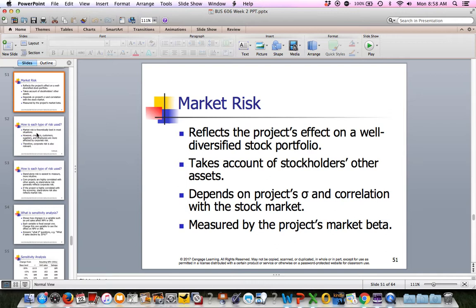And you want to kind of just stack that up against the current projects you have and go, does this make us riskier overall, less risky overall, or about the same? So just taking that into account.